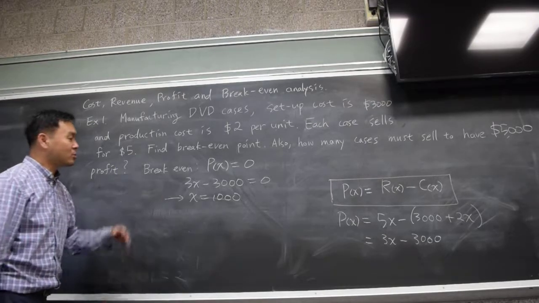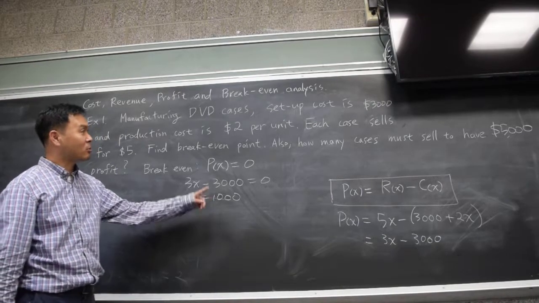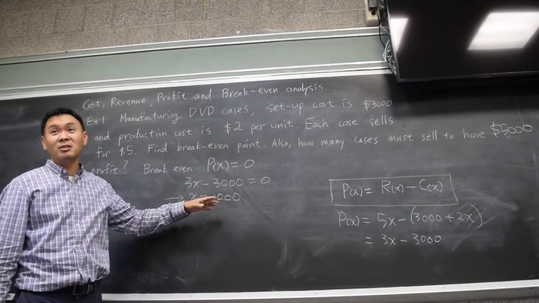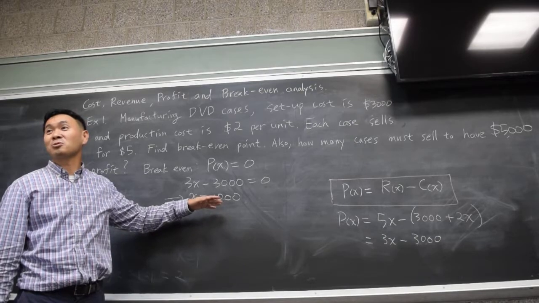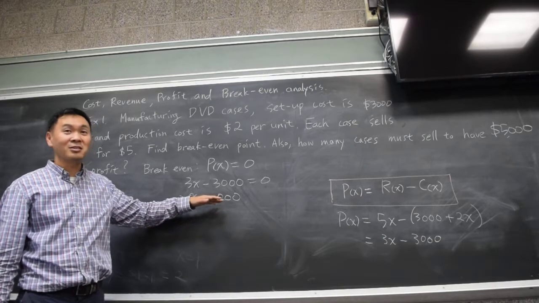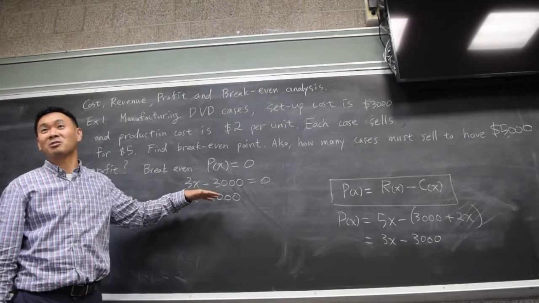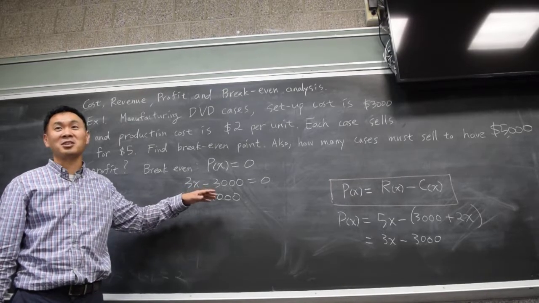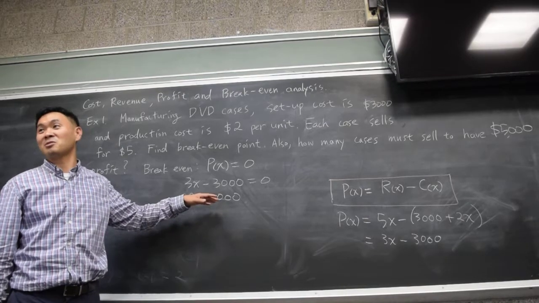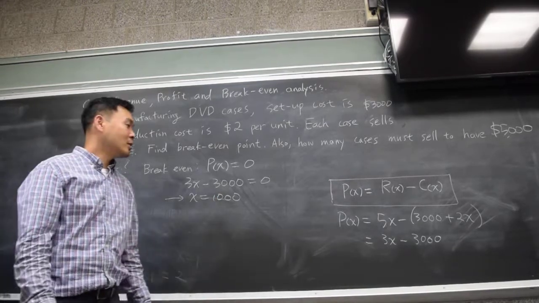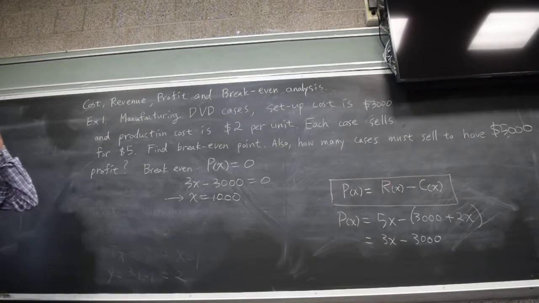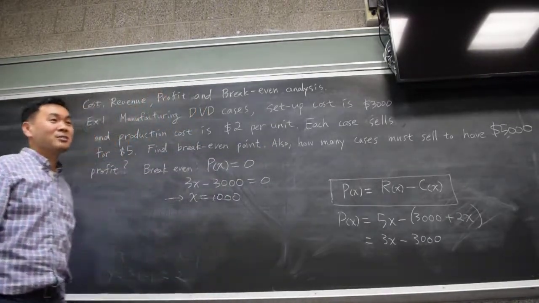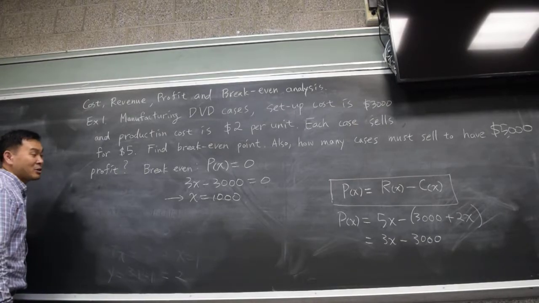Now, since x is equal to 1,000, that's your break-even point. So when you start manufacturing, you have to do some market research to make sure that the market is ready for 1,000 DVD cases. Okay? If nobody seems to be wanting DVD cases, you should never start this business ever. Okay? All right. Now, if the goal is to make $5,000 out of this plant, then how many should they make?